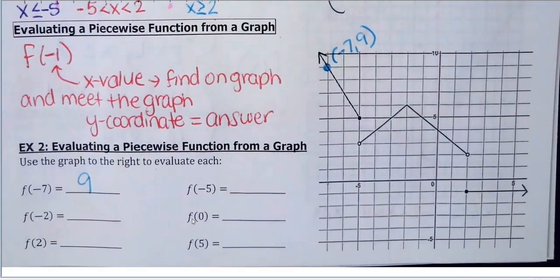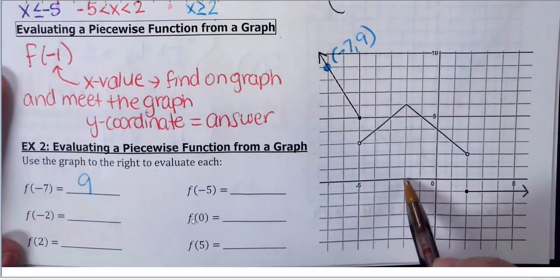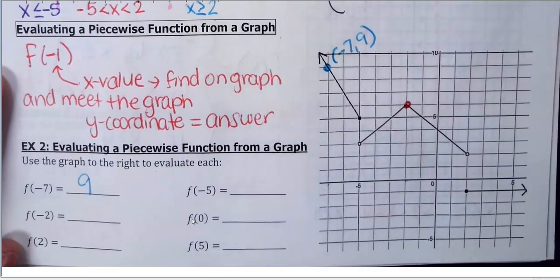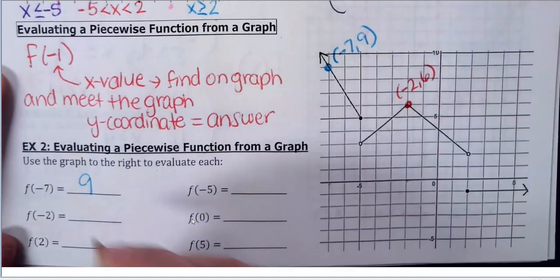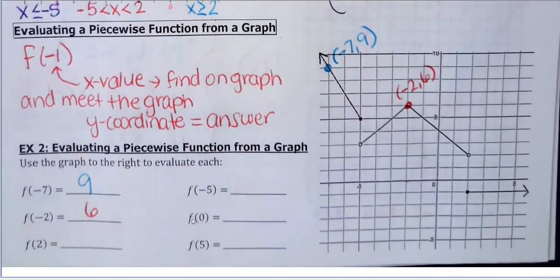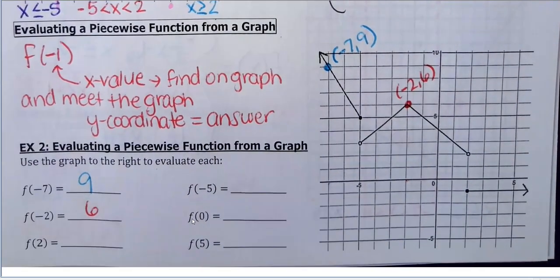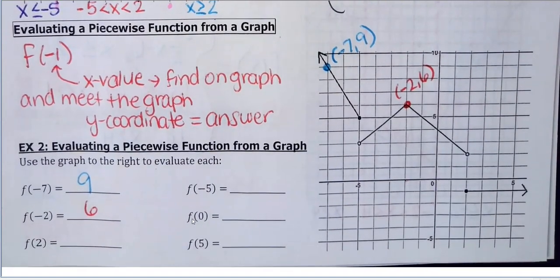If I do -2, if I go over 2 to the left, meet the graph, it's actually just the vertex of that absolute value, so we already wrote that down, -2, 6, so 6 would be the output there. If I do 2, okay, this one's kind of tricky. If I come over to 2, I got two different options, right? Because I've got a point here and a point here, both on the x value of 2. Which one should I pick?